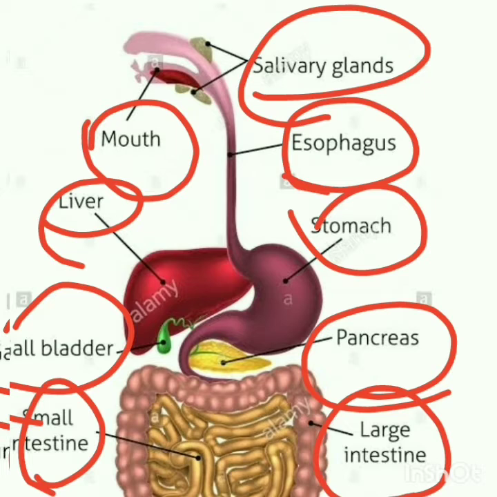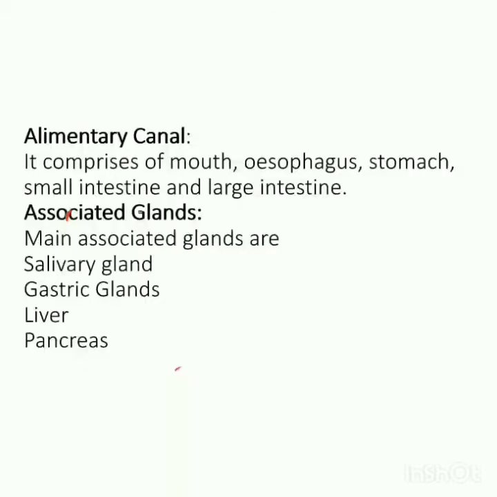Now we will see each part of alimentary canal thoroughly so that we can understand it properly. How does digestion take place in our body? But before that, let's recall that our alimentary canal comprise of mouth, esophagus, stomach, small intestine and large intestine. And few main associative glands are salivary gland, gastric gland, liver and pancreas. Now we will see each part of alimentary canal and its importance.